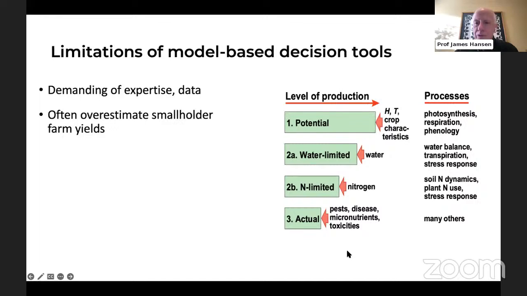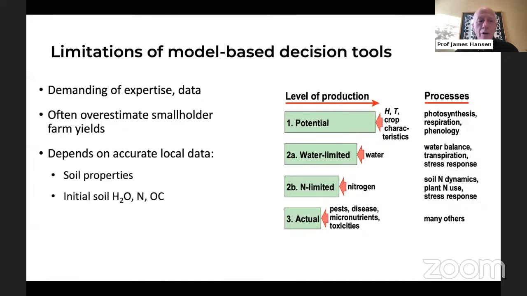However, there are many processes that crop models still cannot simulate that do impact and generally reduce on-farm yields. Examples are pests, diseases, micronutrient deficiencies, toxicities, other soil constraints. And this is why crop models often overestimate yields on smallholder farms.